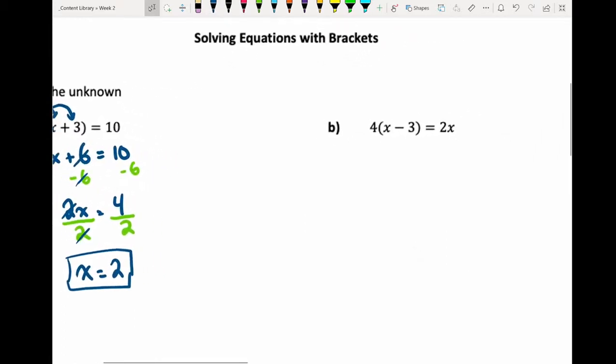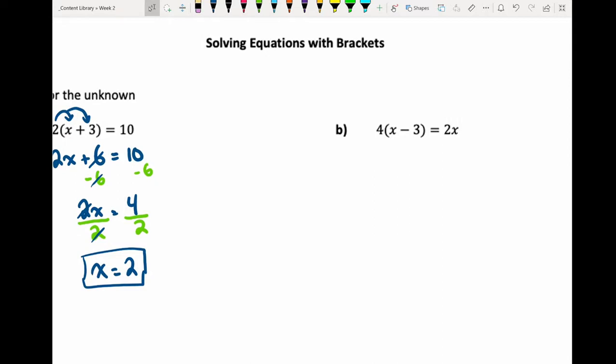Moving over to B, again, same idea. I have an equation that I want to solve, but I have brackets. So in order to deal with this, I need to get rid of the brackets by multiplying everything inside by the number that's out front, or the multiplier. In this case, everything inside the bracket is getting multiplied by 4. So 4x, and then minus 12, so 4 times negative 3 is the negative 12, equals 2x, which I'm going to leave.